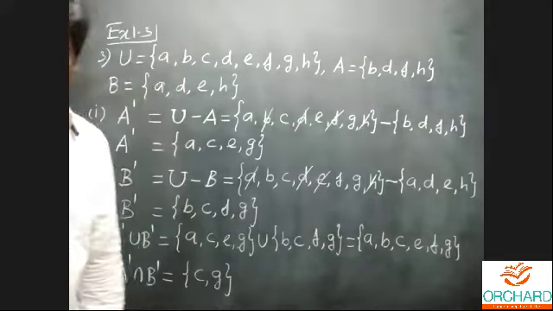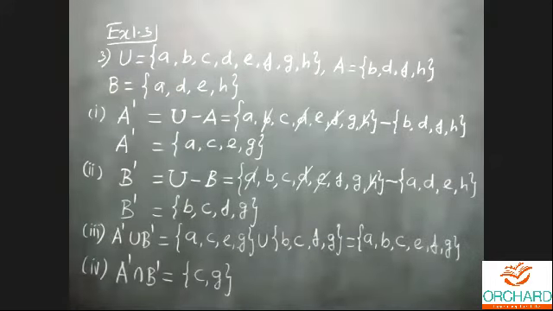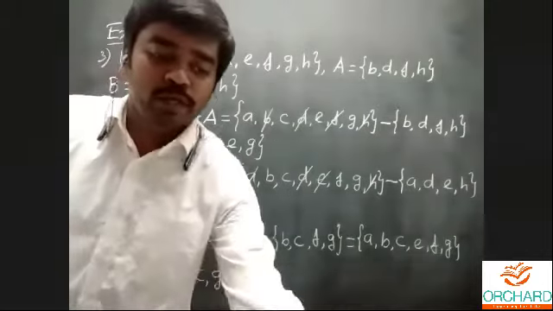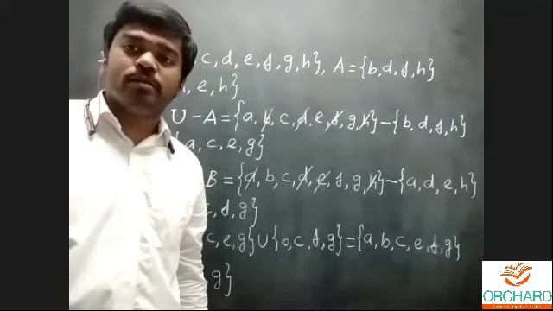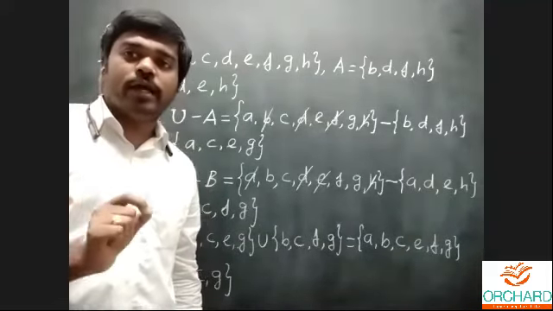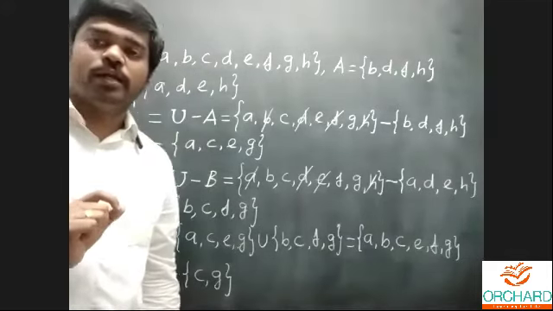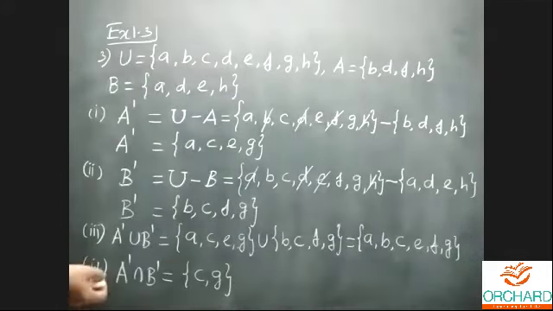Okay, next, the fifth subdivision. What is the fifth subdivision? It is given as A union B whole dash, and the sixth subdivision is A intersection B whole dash. First, you can identify A union B. Next, you can identify A union B whole dash. The same way for A intersection B whole dash also.